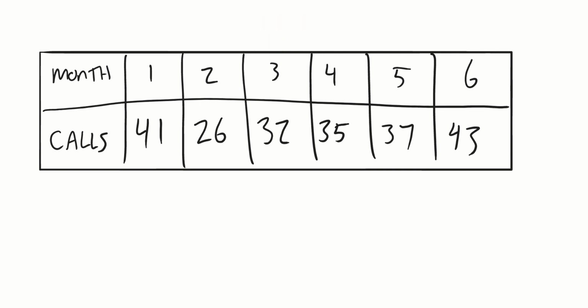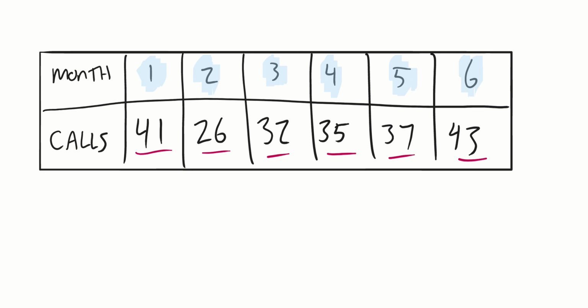So here we'll have our month, and this is our X values. Here we have our calls, that's our Y values. Now, if I were to ask you, is this a function? What would we say? Well, we'd look and we'd say, okay, well, every input has its own output, right? Every input that exists has its own unique output, right?